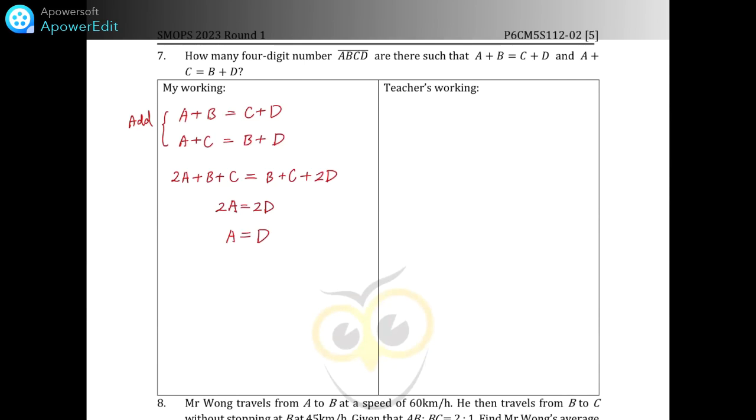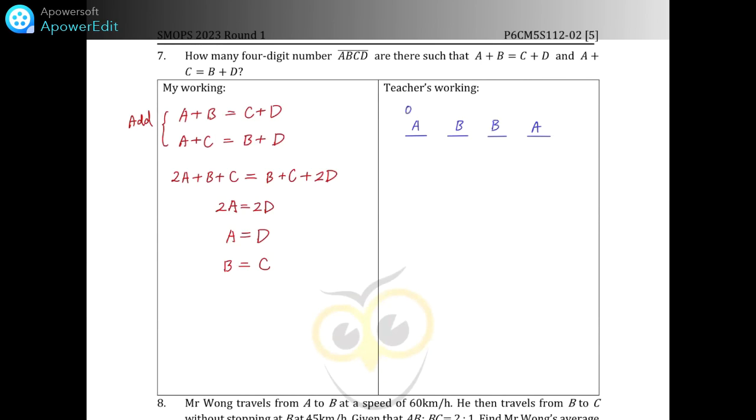If A and D are equal, then A plus B equals C plus D means that B equals C. Okay, so A and D are the same, B and C are the same. Let's check for the 4-digit number. If we simplify it, both of these are A and these are B. B and C are the same.